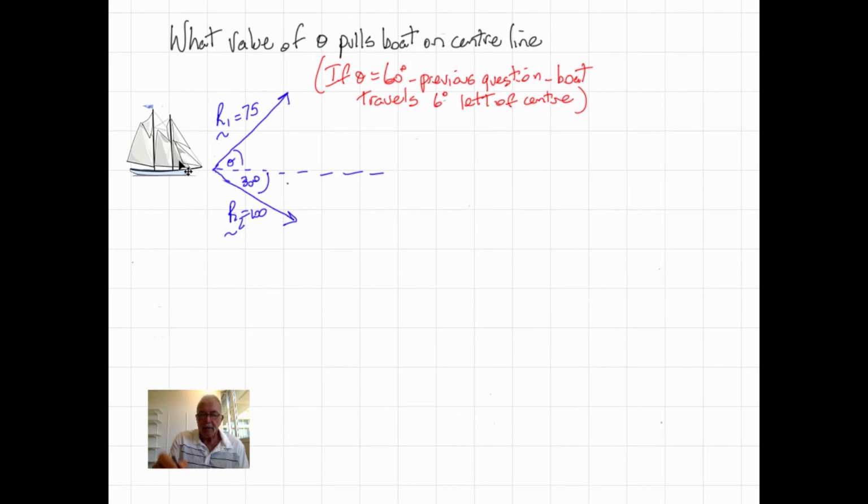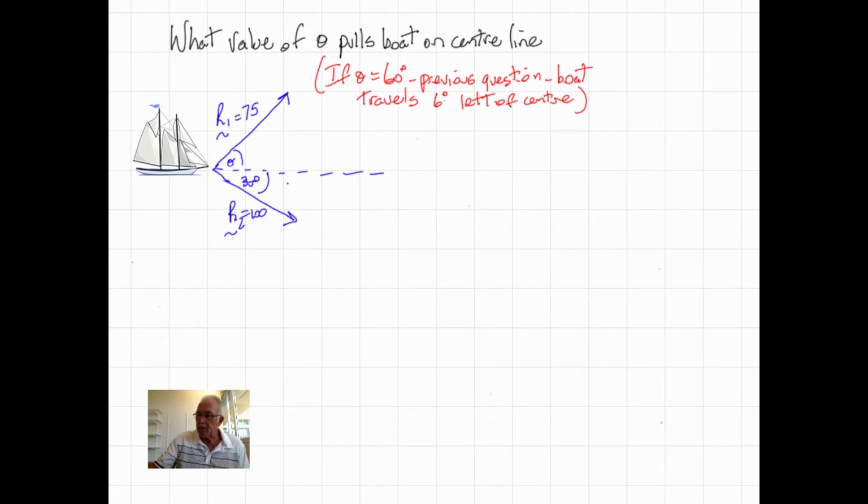This question here, rather than have a 60 degrees there now, which we know gives 6 degrees, we want to work out what angle theta, so that the boat, instead of going 6 degrees left of centre, actually travels along the dotted line. So the resultant of these two forces in these two ropes will give a net result so that the boat goes on the dotted line there. So the angle theta is the one we've got to calculate.